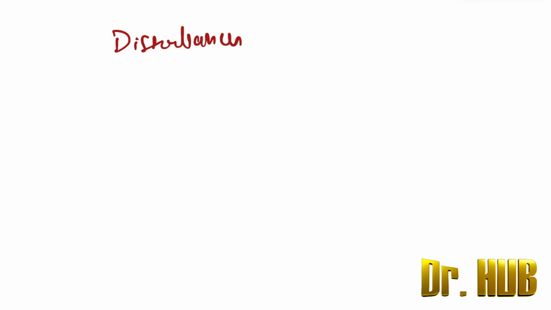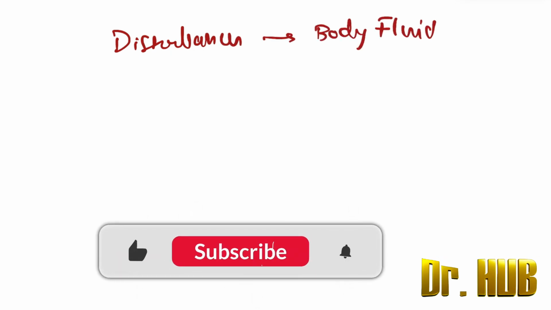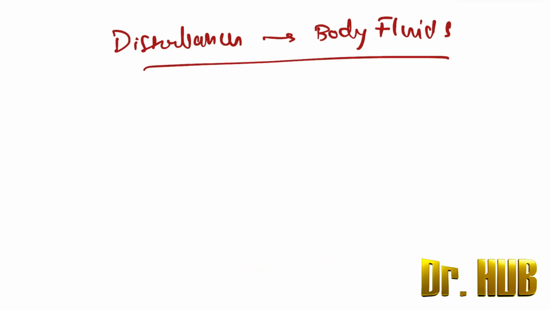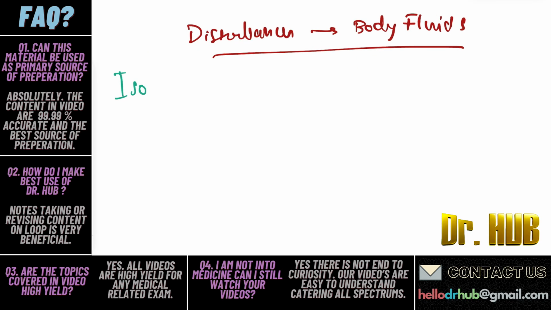Hub. Today we'll look at the disturbances, and these disturbances are of the body fluids. To begin with, first is the type. So we look at the isosmotic volume contraction, osmotic volume contraction. So what is the example here? The example will be diarrhea.